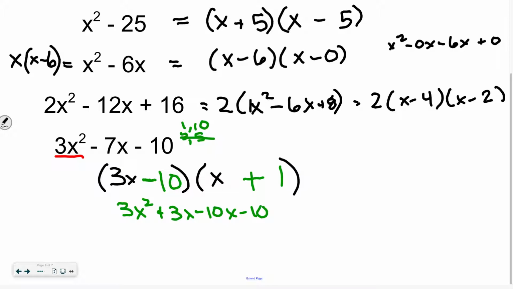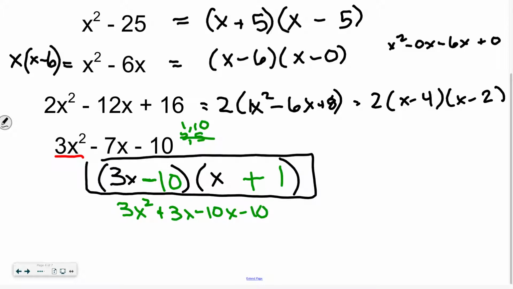Those are harder to do when the A value is not 1. Then you've really got to run through guess and check. So our answers, well, this is factored, right? This would be your answer in factored form. Okay, so this is factored.